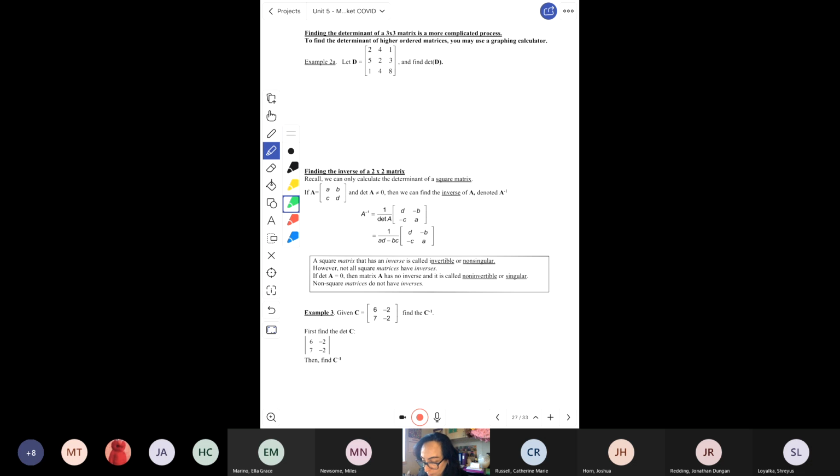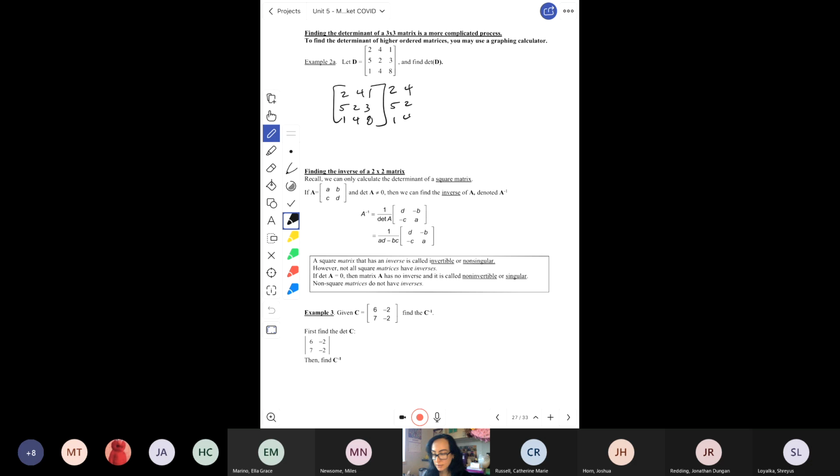Well, it's similar. We are going to start by taking the matrix, and we write the matrix as is, but then we repeat the first two columns.